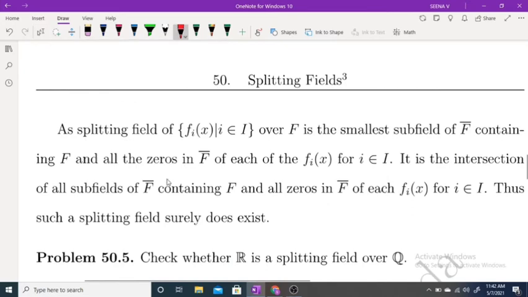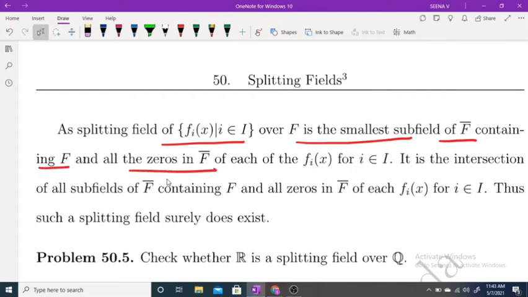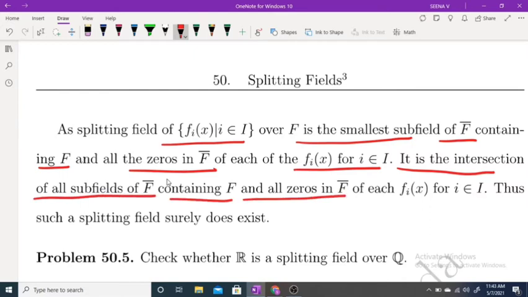The splitting field of the family f_i over F is the smallest subfield of F closure containing F and all the zeros in F closure of each f_i, i belongs to I. It is the intersection of all subfields of F closure containing F and all the zeros in F closure of each f_i, i belongs to I.